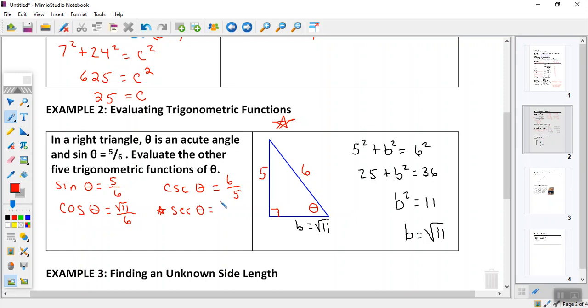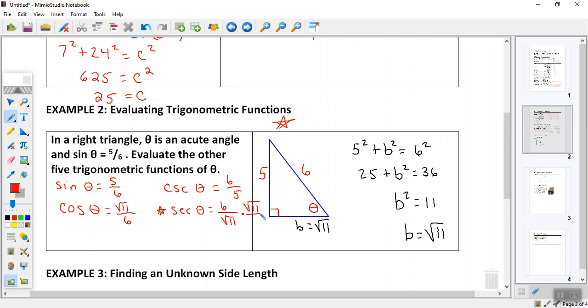6 over root 11. Now there's this whole thing about square roots in the denominator. First of all, is 11 a perfect square or not? No. When it's not a perfect square, more than likely it's irrational, and they don't like to have an irrational denominator. So what we end up doing is multiplying by a form of 1. You guys remember how to rationalize denominators? What's the denominator down here? So we multiply both the top and the bottom by root 11.